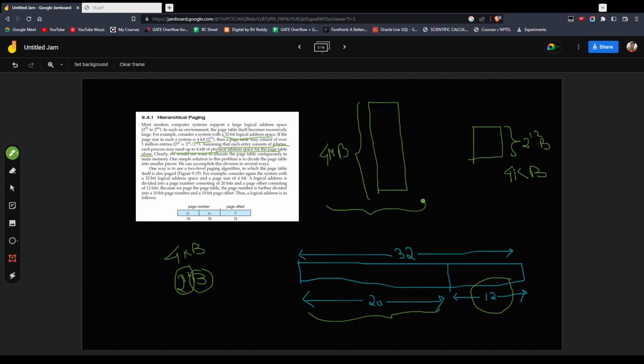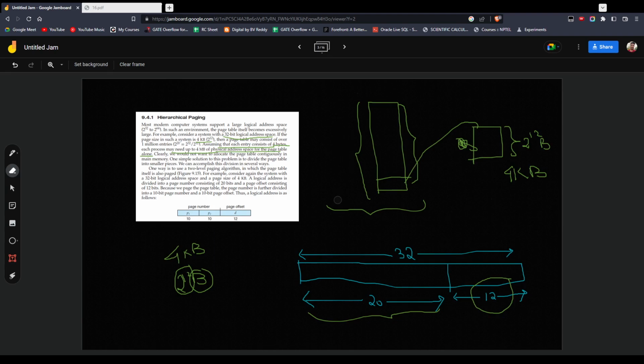Because I am using only one page, and it will be pointing somewhere here or here or anywhere, but it will be only one cell which will be pointing to this page, which is the frame number. I just require only one cell. But what is the need of keeping this entire table in the main memory? There is no point in doing this.